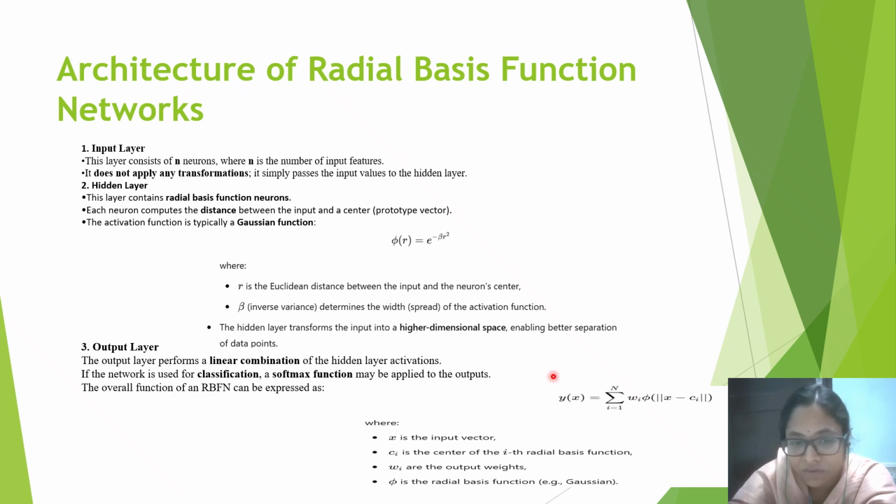The overall function of the radial basis function network can be expressed in this equation, where x represents the input vector, ci represents the center of the ith radial basis function, W represents the output weights, and phi represents the radial basis function, that is the Gaussian function, where phi can be provided in this equation.